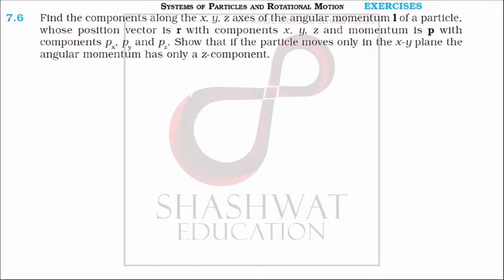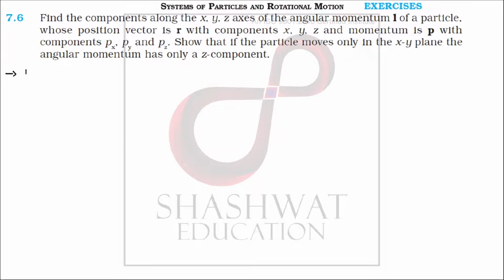Let's start with another question of exercise of chapter 7, System of Particles and Rotational Motion. Question 7.6. Find the components along the x, y, z axes of angular momentum vector L of a particle whose position vector is vector r with components x, y, z, and momentum is vector p with components px, py, and pz. Show that if the particle moves only in the xy plane, the angular momentum has only a z component.